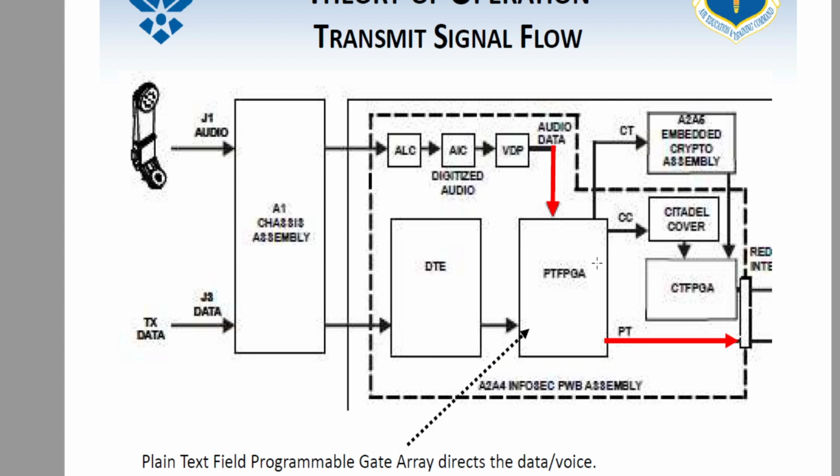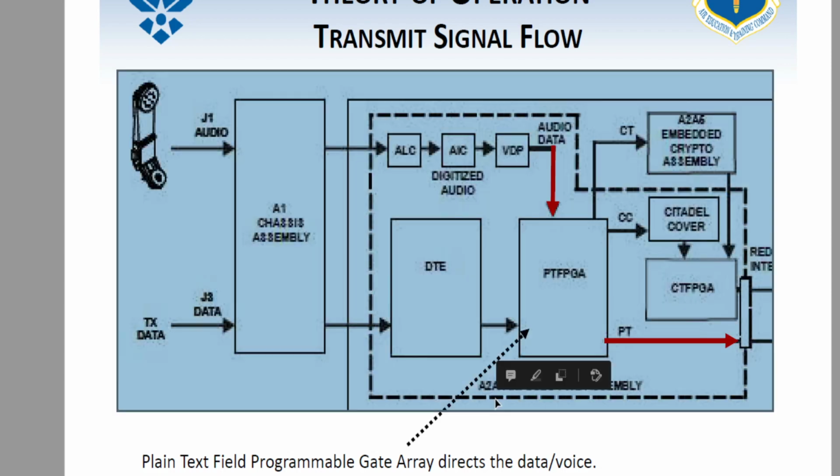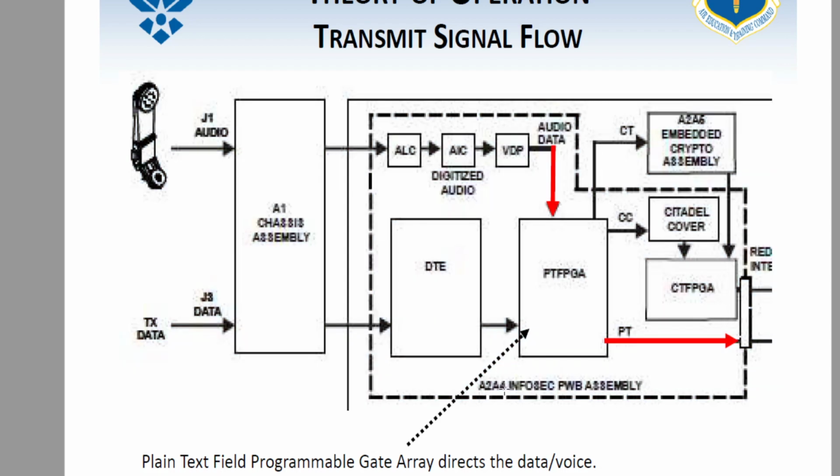So if I were to ask you where does voice and data get cleaned up, what subassembly would you tell me? Not A4, A2A4. Right? A2 is the designator for the first numbers here, the designator for the assembly itself. Then the second numbers are the designator for the subassembly. It's assembly A2, subassembly A4. Make sense?